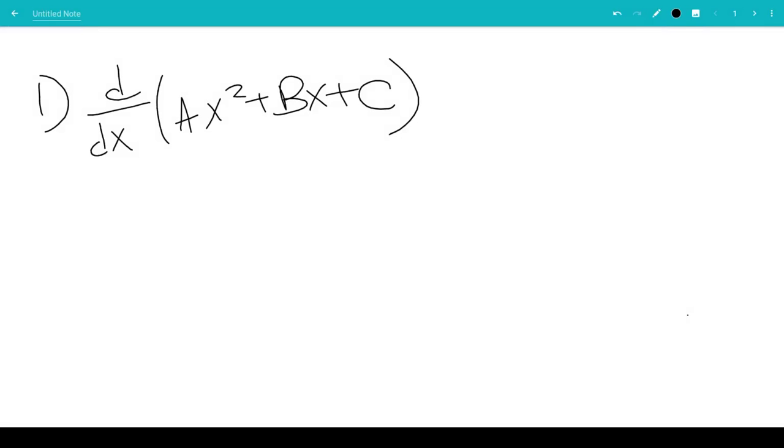In this video, we're going to do the first 10 derivatives from black pen to red pen's 100 derivatives video. So the first derivative is ax squared plus bx plus c. So using the power rule, we'll just get 2ax plus b.